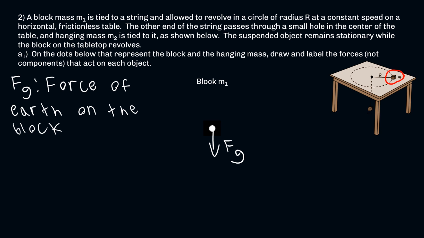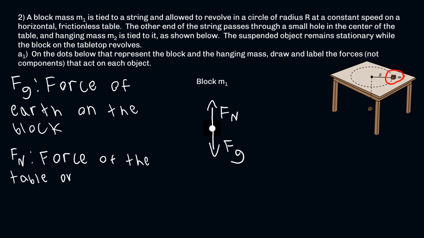So what's in contact with this mass M1 here on the table? What we have here is going to be the actual table itself. That is going to be pushing straight upwards because there's no angles, and that is known as our normal force. That is perpendicular to the surface. So what I have here is Fn, and that is the force of the table on the block.